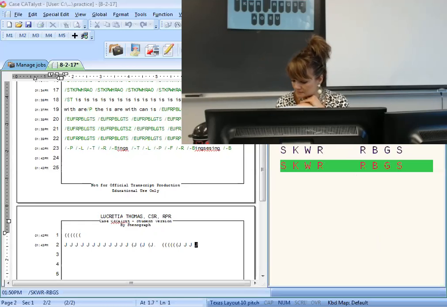Upper bank, lower bank, upper bank, lower bank, upper bank, lower bank, upper bank, lower bank, lower bank.